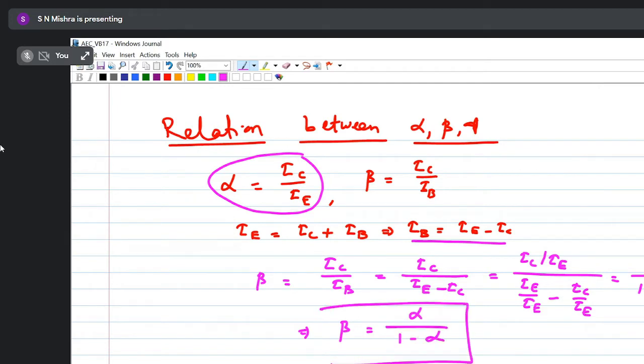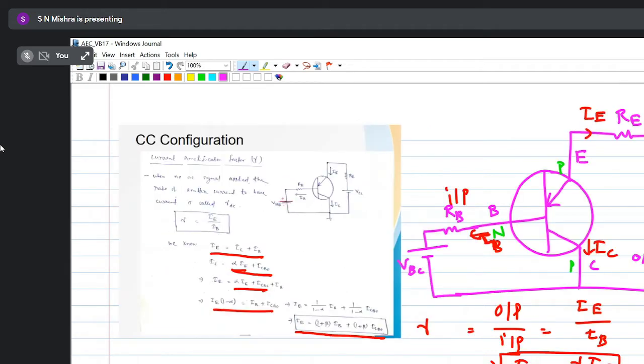It will be circulated in a particular direction. Clear? It's not that it will circulate in one direction and from here it is circulated from another direction, right? It is not. So beta equals alpha by 1 minus alpha. This one you have already discussed, if you go back to the previous.